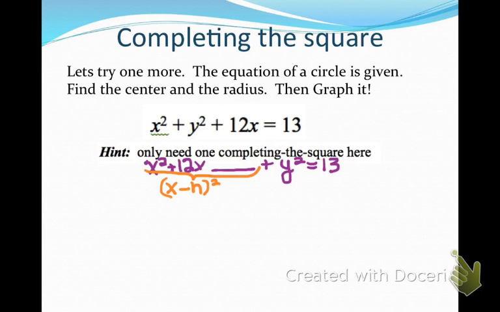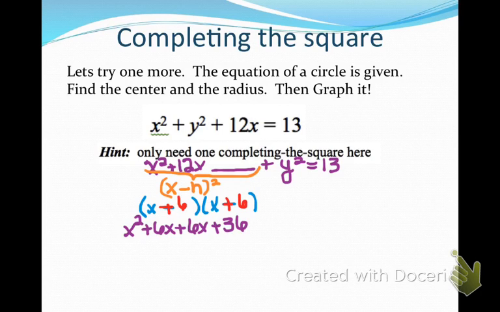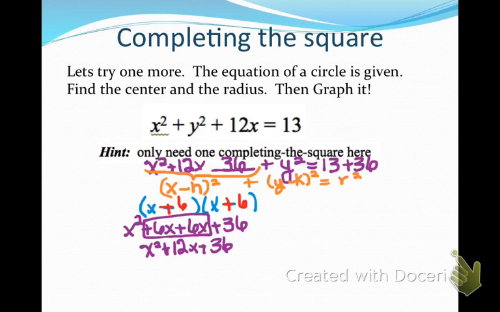So I want all of this x stuff to end up being x minus some number squared. And I'm looking at 12 and I'm thinking half of 12 is 6, so let's try that. But I think it's got to be a positive 6 because I want those to add together to 12. So let's FOIL that and see if I do get my 12, which I do. And so the magic number that I have to add to this side is 36, and if I add it to one side, I have to add it to the other.